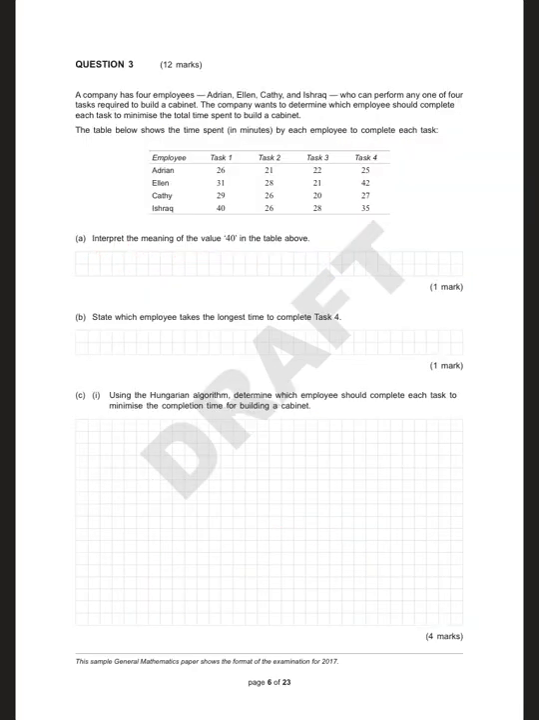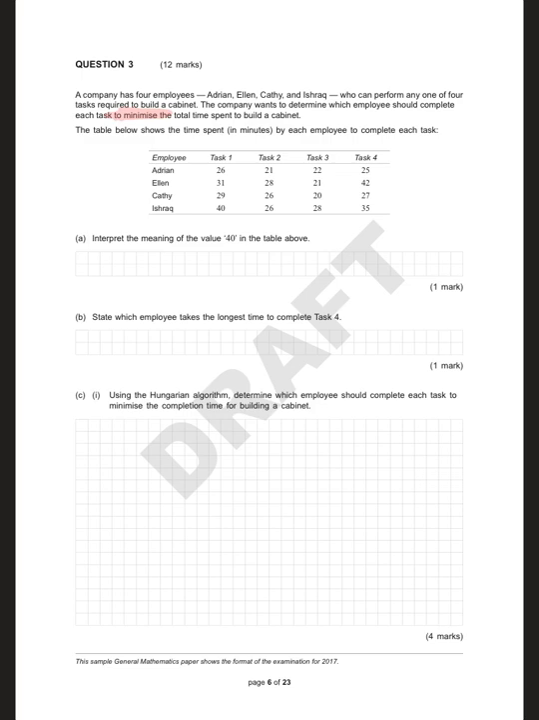All right, question 3. A company has 4 employees: Adrian, Ellen, Kathy, and Ishraq. Love those international names. Who can perform any one of 4 tasks to build a cabinet. The company wants to determine which employee should complete each task to minimize. So always highlight what you're actually trying to do. You're trying to minimize. So you're applying the Hungarian algorithm as normal. The table below shows the time. Interpret the meaning of the value 40 in the table below.